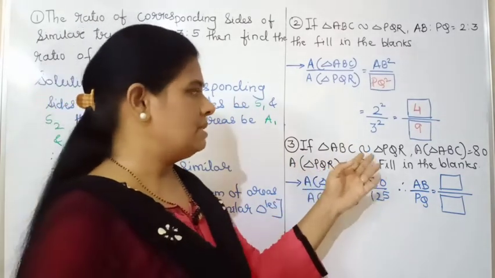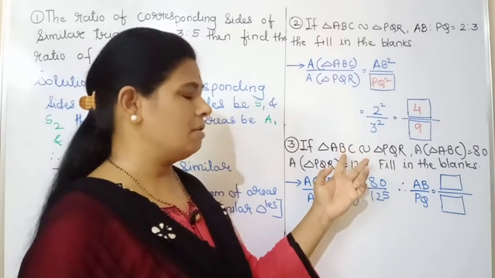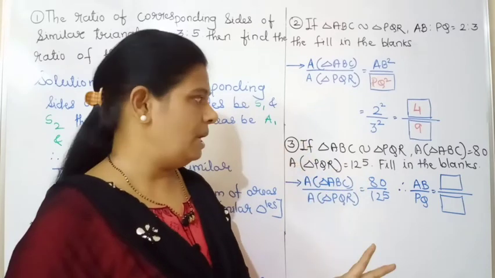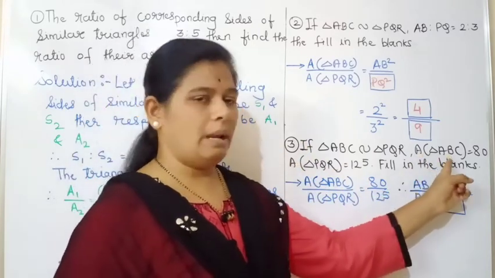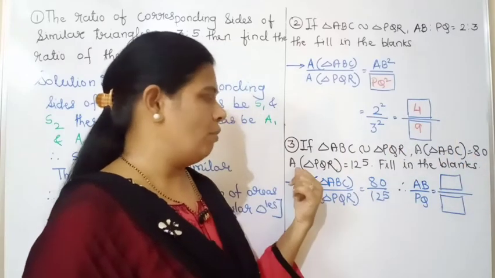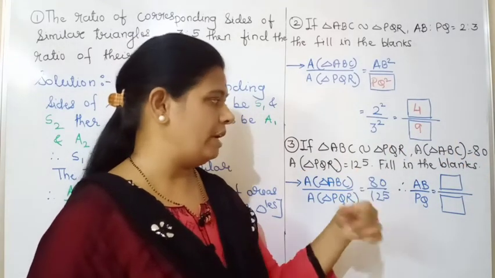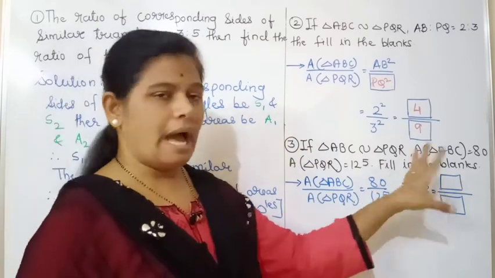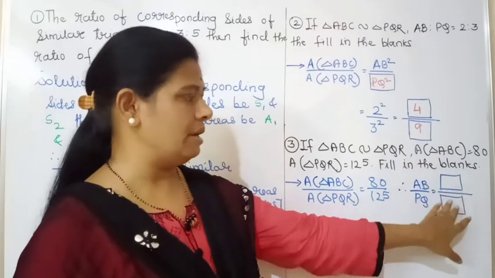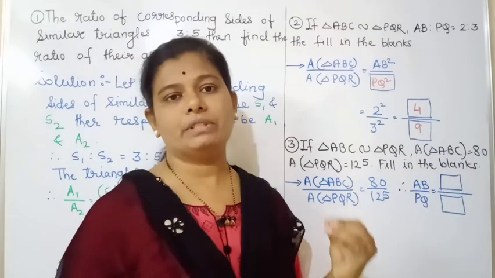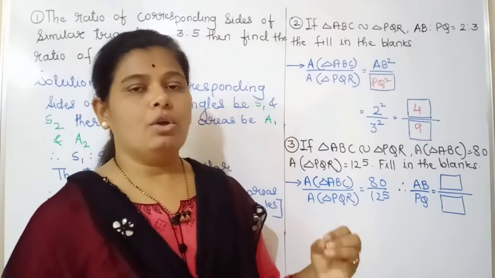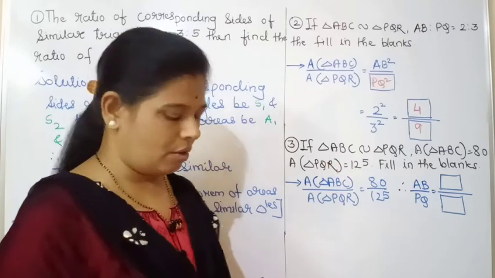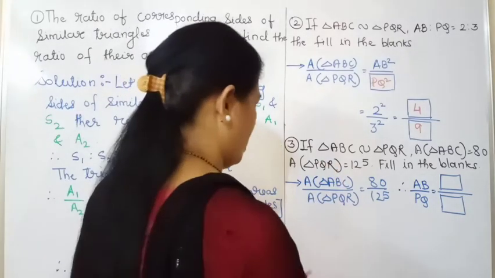Okay, it's very simple. Now the third one. If triangle ABC is similar to triangle PQR, what is given is that the two triangles ABC and PQR are both similar. The area of triangle ABC is given, that is 80, and the area of triangle PQR is 125, and you have to fill in the blanks. Now instead of directly writing the answer here, we have to solve, because you keep in mind, whenever there is an activity based question you have to solve the example completely and then fill the box wherever necessary. Okay, so we'll go through this example.